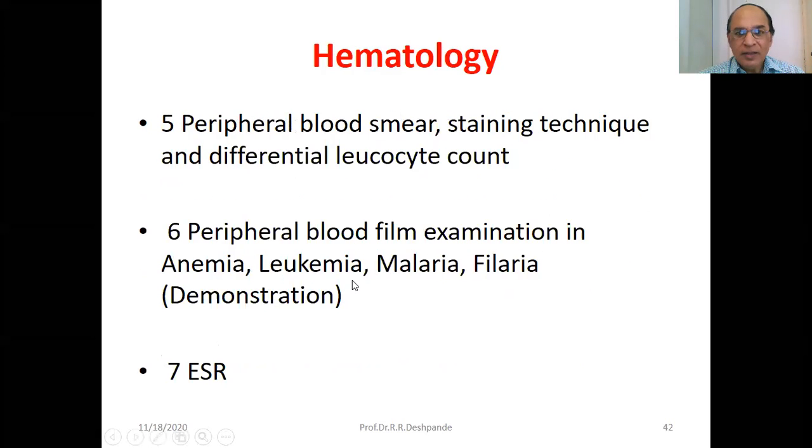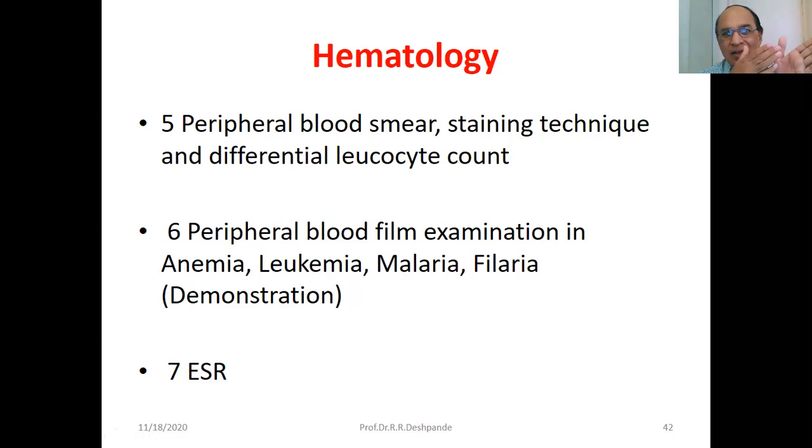PBS is looking. Malaria, filaria, demonstration, ESR. The erythrocyte sedimentation test is not a diagnostic test, it is a prognostic test. Erythrocyte sedimentation rate is not diagnostic. If you want to check whether my treatment is going on well or is not working well, then in tuberculosis, in rheumatoid arthritis, I must ask the patient every 2 months, please do ESR, erythrocyte sedimentation rate.